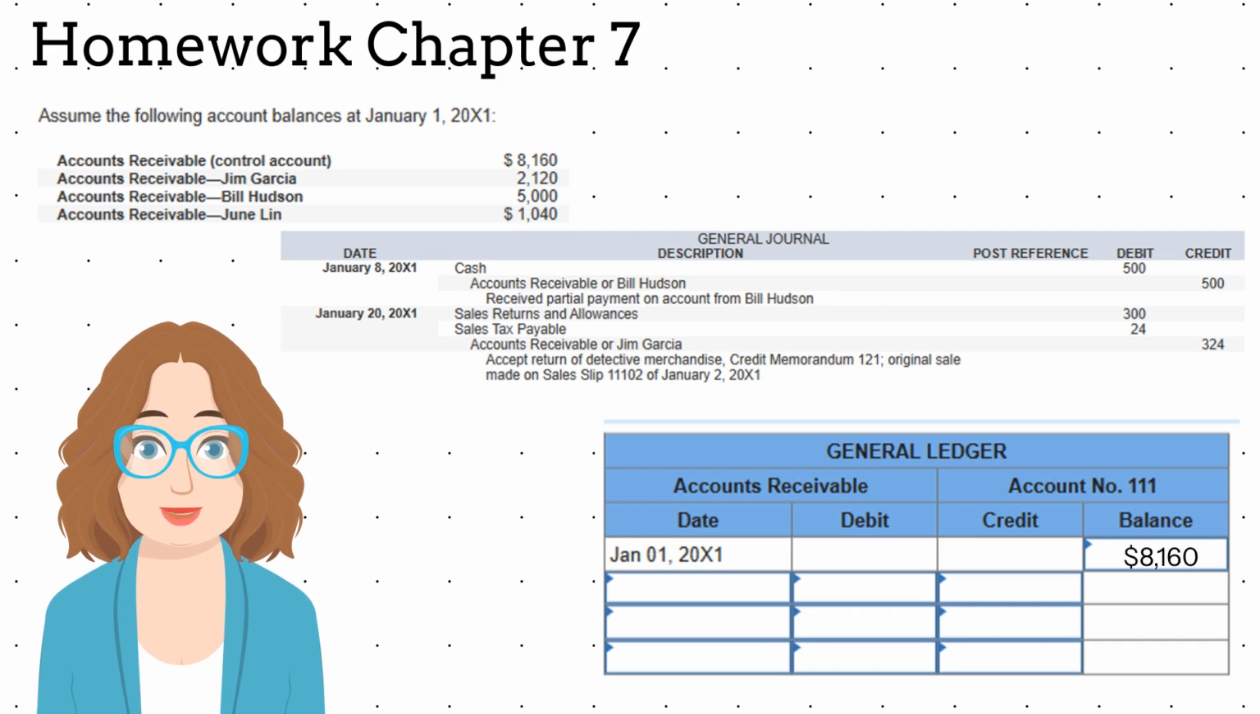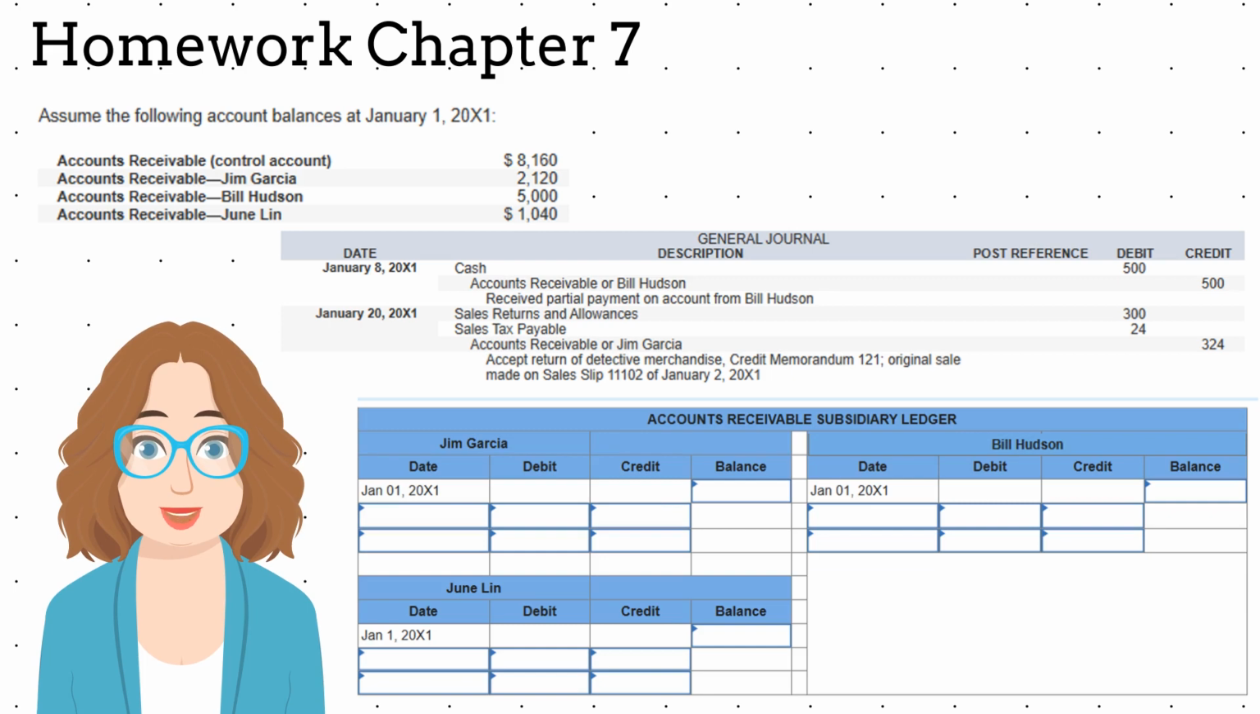Next, we'll look at the two transactions. One is for $500 and the other for $324. Both of these transactions reduce the accounts receivable account. For the second part of the homework, you'll now enter the opening balance for each customer into their AR subledger. For instance, Jim Garcia has a beginning balance in this example of $2,120. Once you have entered the beginning balances, you can now enter the transactions.